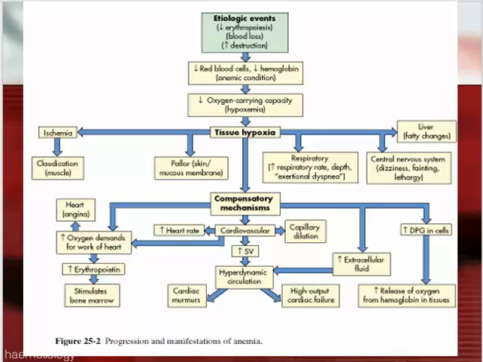So this is an interesting chart. If somebody is exsanguinating, if they're bleeding after a trauma or an accident, these are the things that you're going to see, because you're going to have blood loss. You might have increased destruction of blood, so people with sickle cell anemia and things like that will have very much the same sort of symptoms. And it all comes down to this hypoxia.